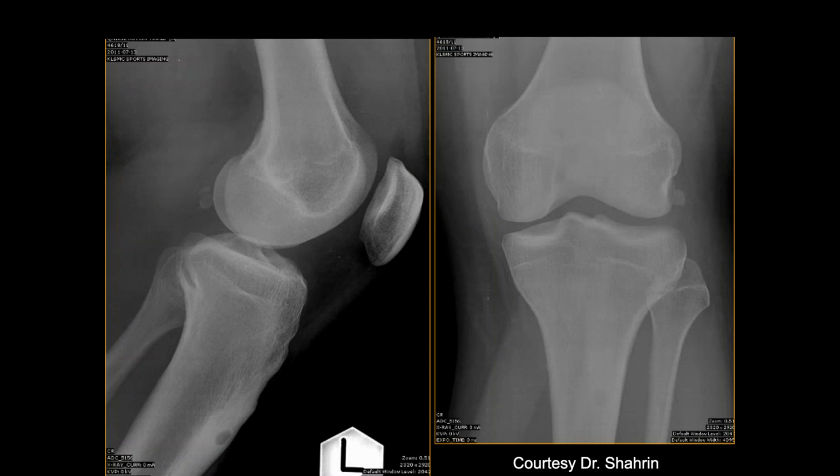Let's see. Jennifer, why don't you take this case? There is transverse lucency within the fabella. It's suspicious for a fracture of the fabella. Okay, so that's a fabellar fracture.